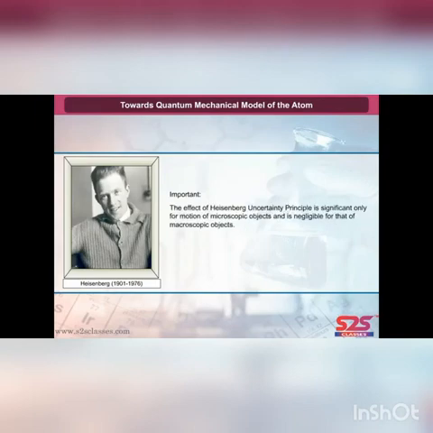Significance of uncertainty principle is that it rules out the existence of definite paths or trajectories of electrons and other similar particles. The effect of Heisenberg uncertainty principle is significant only for motion of microscopic objects and is negligible for that of macroscopic objects. Quantum mechanical model of atom.